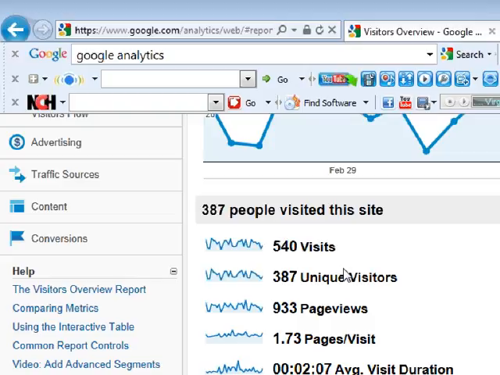Of 387 unique one-time visitors, there were 933 page views. And that averages out to be 1.73 pages visited each time. And how long, effectively take a look at how long they're staying on the site.